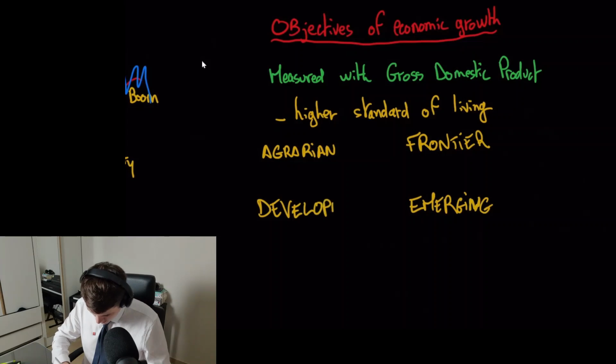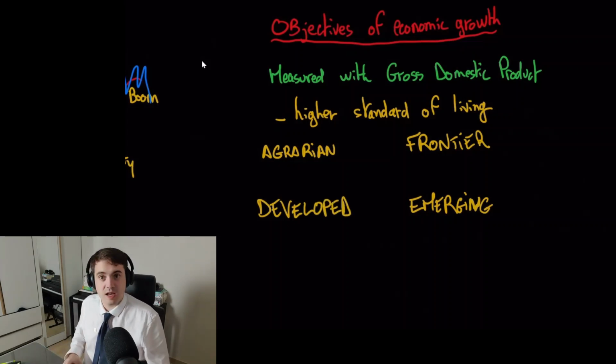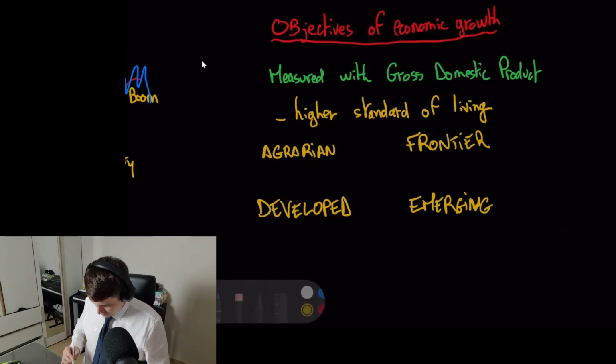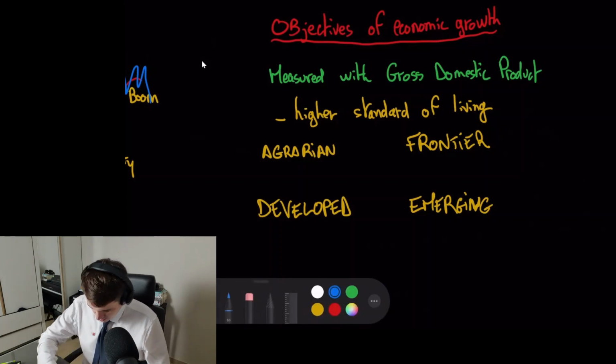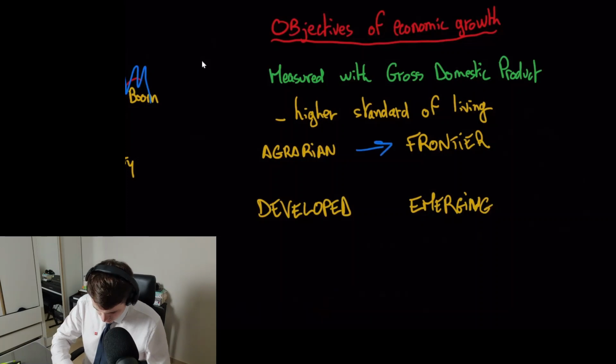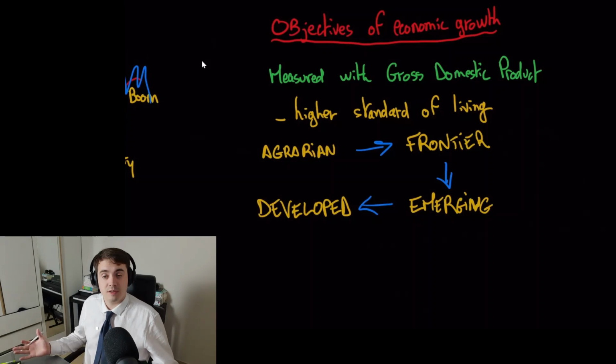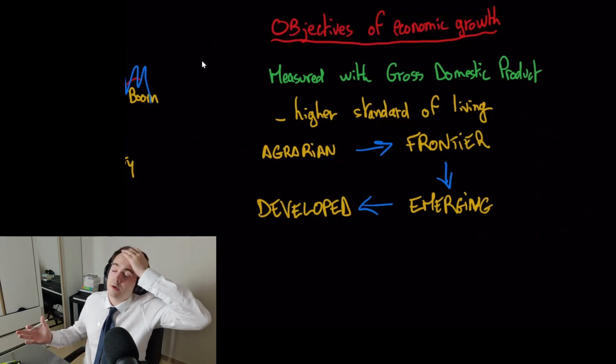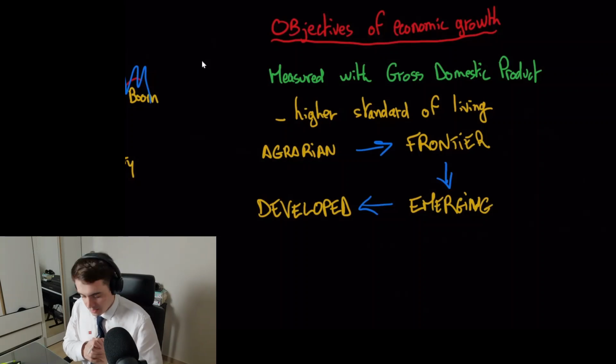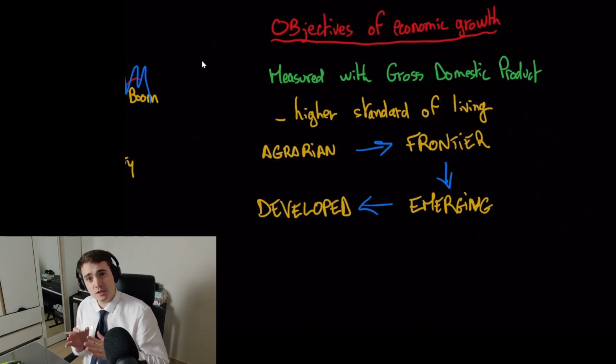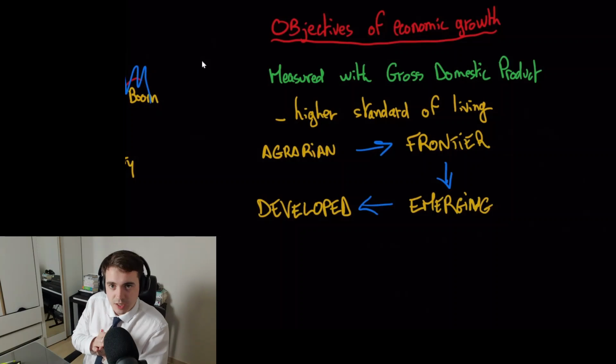Did you know that, guys? The 4 stages? I bet you didn't. So, agrarian, to frontier, to emerging, to developed. Developed is the last stage. Developed is our Western countries, right? Emerging, you're thinking about countries like China.